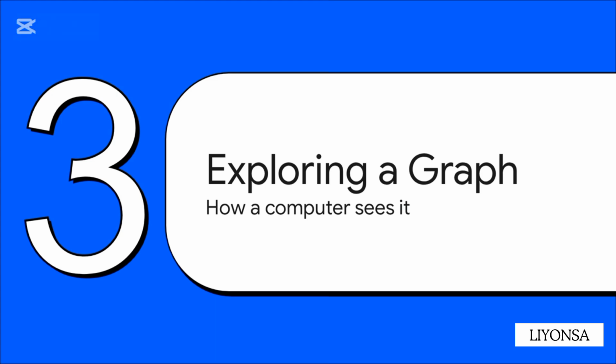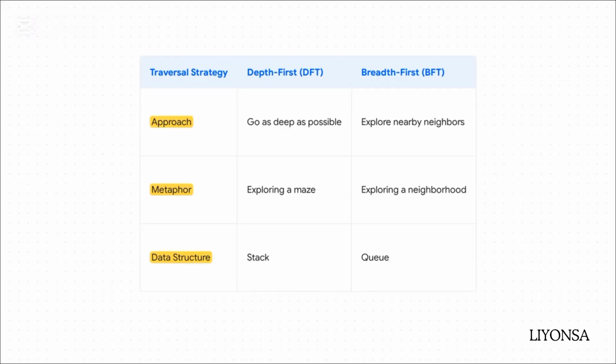Okay, so we've got these networks. But if you're a computer, how do you actually go through one in an organized way? How do you make sure you visit every single spot without just getting lost and going in circles forever? Well, there are two main strategies for this. So you can see the two main approaches here. Depth first is kind of like diving headfirst into a maze. You just pick a path and go as deep as you possibly can until you hit a dead end. Then you backtrack and try another one.